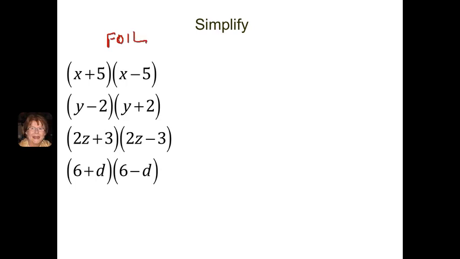FOIL represents I multiply the first terms in each of the binomials. The O represents the outside terms. I multiply the outside terms. The I represents the inside terms. I multiply the inside terms. And the L represents that you multiply the last terms. Would you please FOIL each of these expressions, and you can correct them on the next slides.